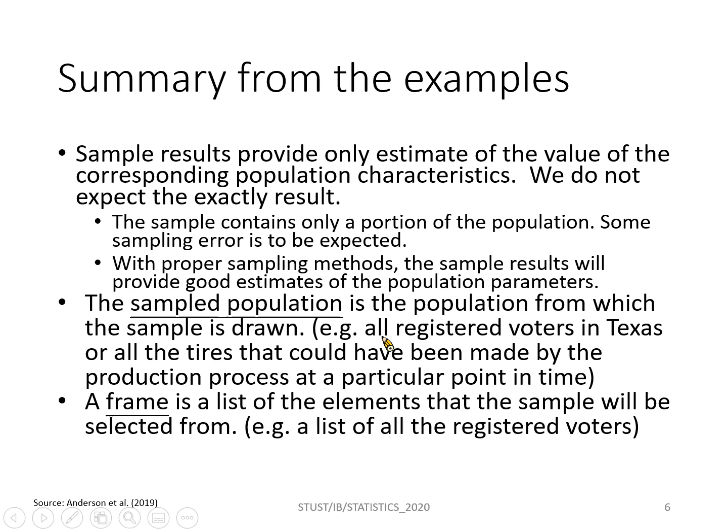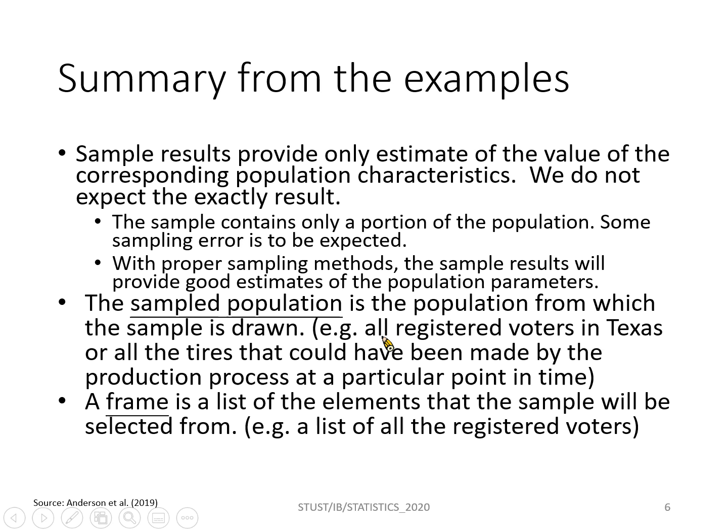That is, a sample result provides only an estimate of the value of the corresponding population characteristics. We do not expect the exact result because we select only a portion of the population, and our sample is just on behalf of some parts of our population. So the sample contains only a portion of the population and some sampling error is to be expected. With a proper sampling method, the sample result will provide a good estimate of the population parameters.